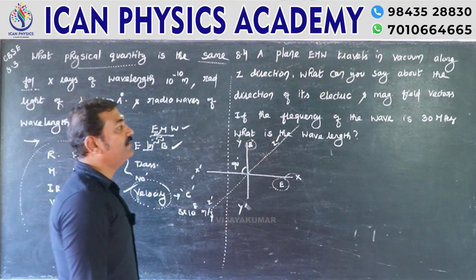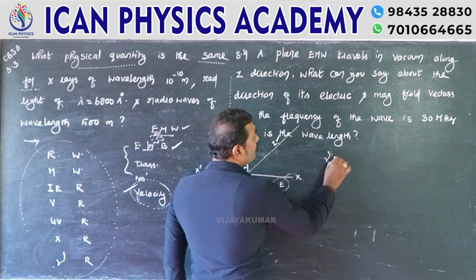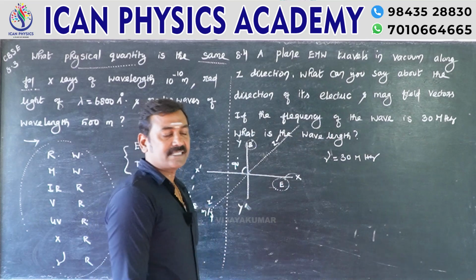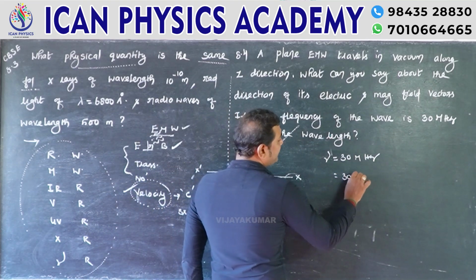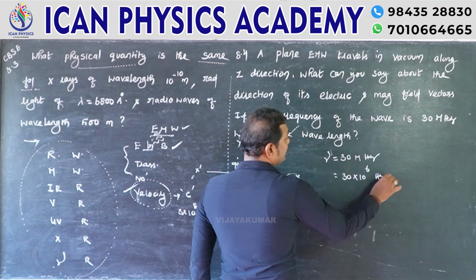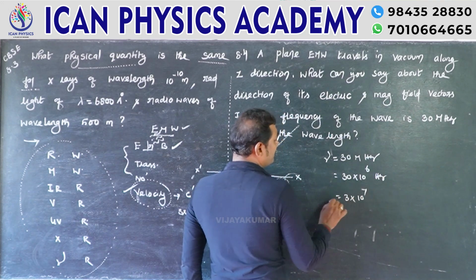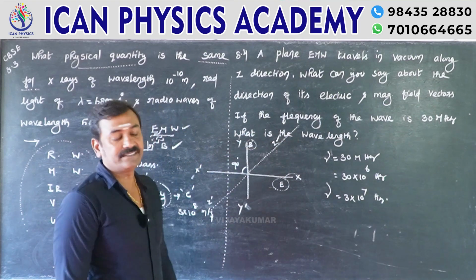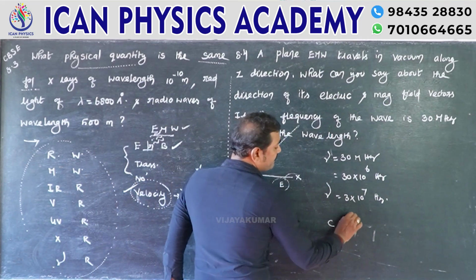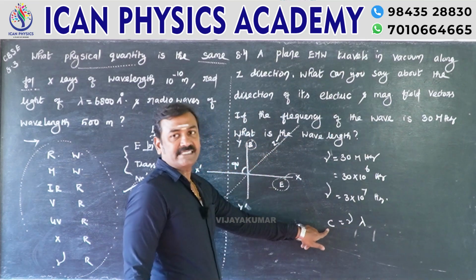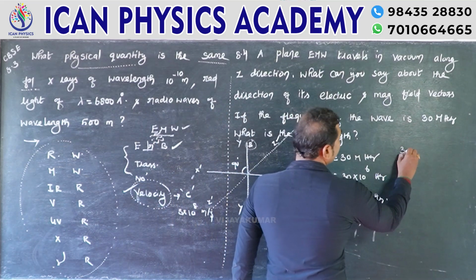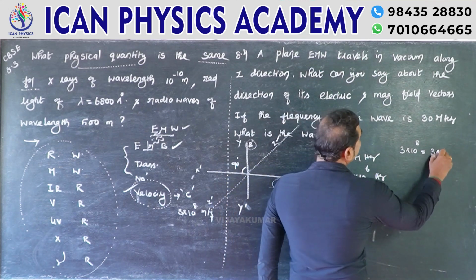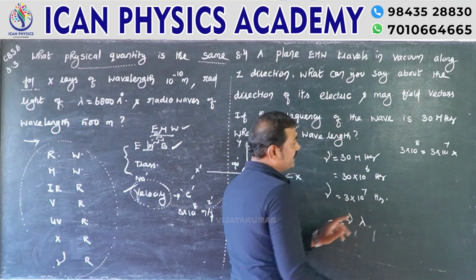If the frequency of the wave is 30 megahertz, so mu equal to 30 megahertz. Convert the megahertz into hertz. So it becomes 30 into 10 to the power 6 hertz, or otherwise 3 into 10 to the power 7 hertz. From that, what is the wavelength? C equal to mu lambda. What is C? C is the velocity of light. So 3 into 10 to the power 8 equal to mu, what is the value of mu, 3 into 10 to the power 7, into lambda.